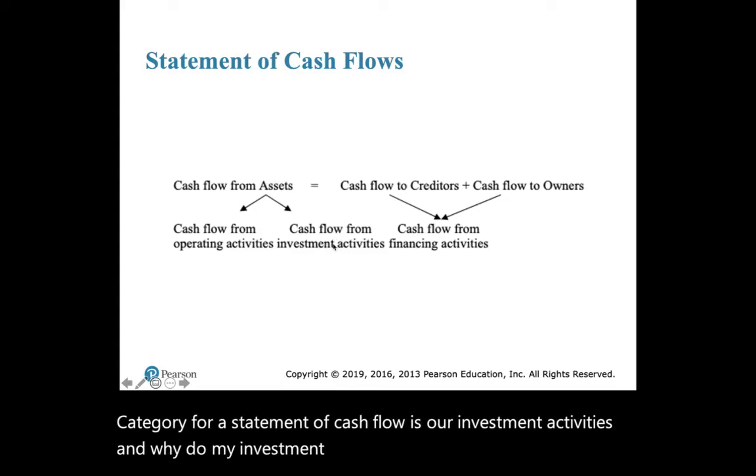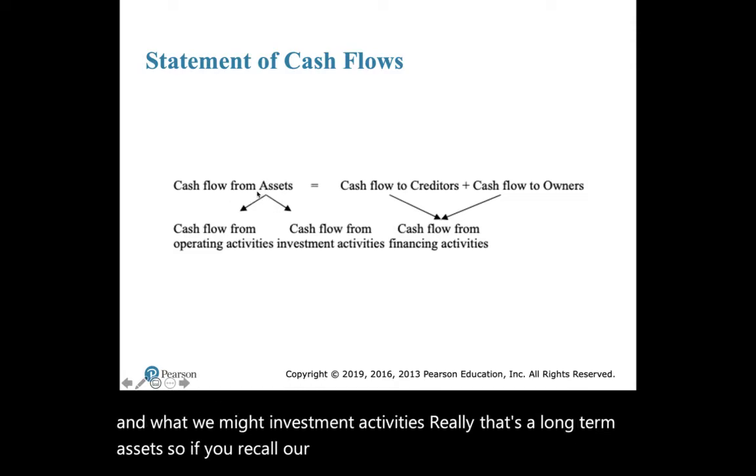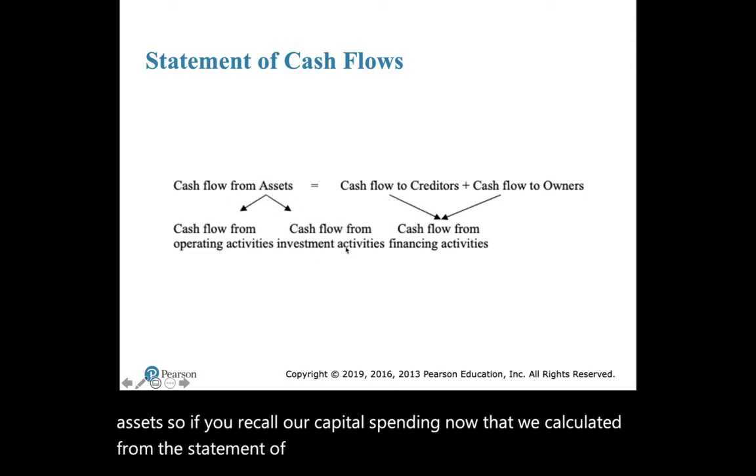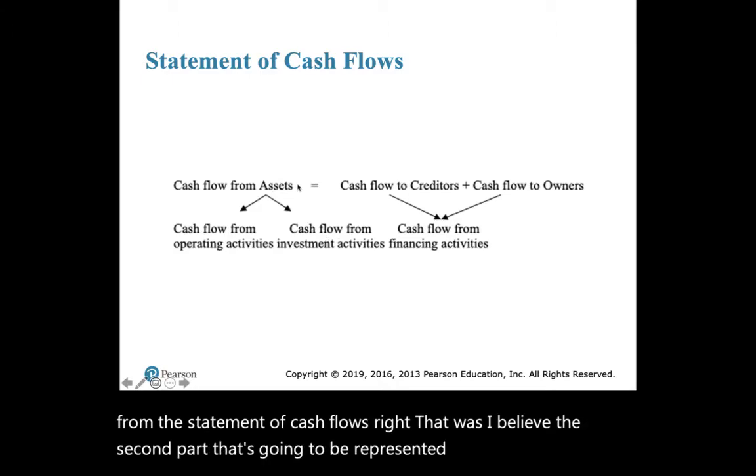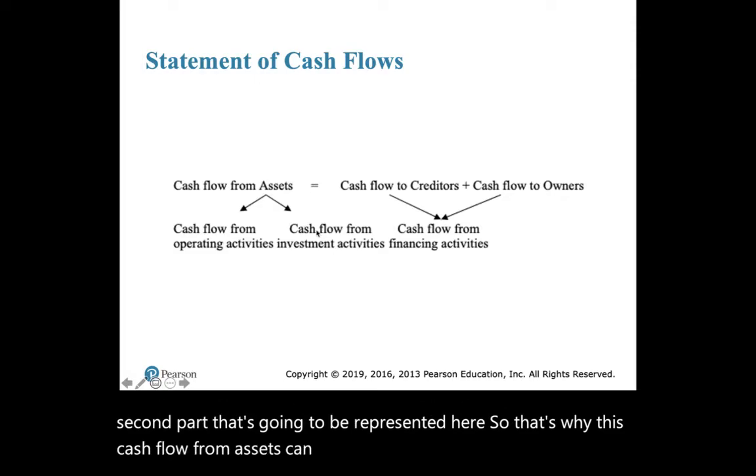Well, really, that's long-term assets. So if you recall our capital spending, now that we calculated from the statement of cash flows, right? That was, I believe, the second part. That's going to be represented here. Okay, so that's why this cash flow from assets can be helpful for both of these activities.